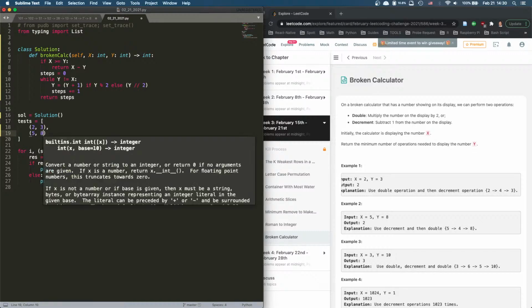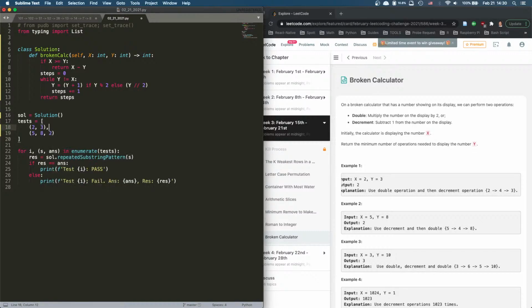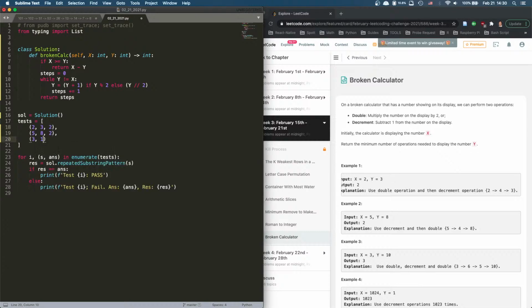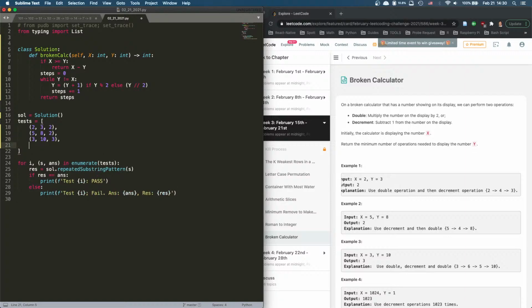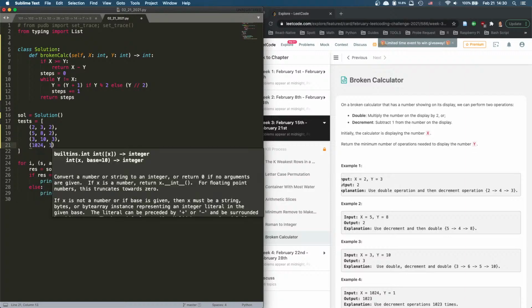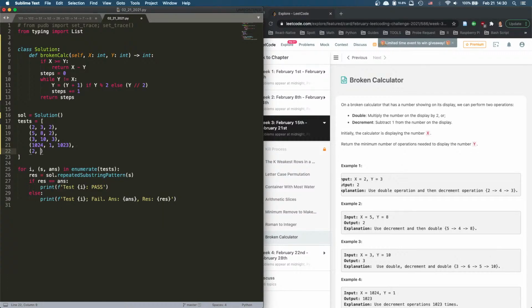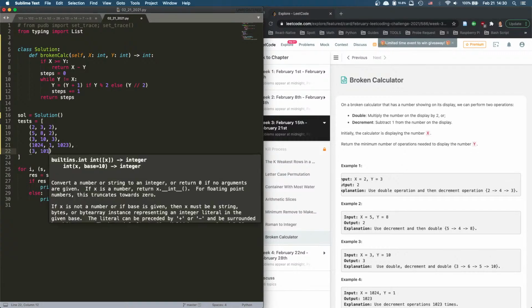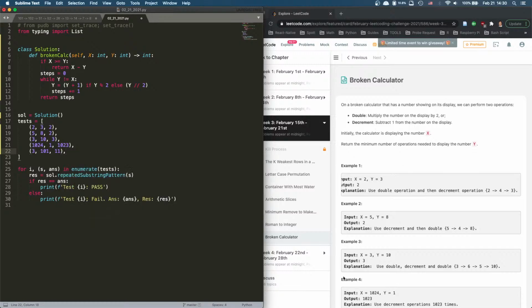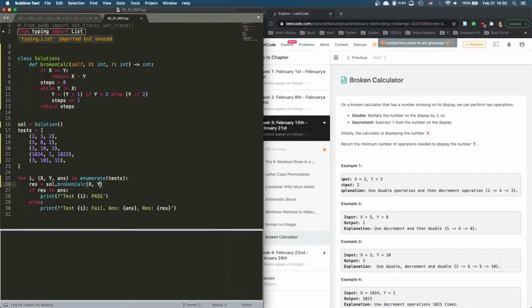5 to 8 gives 2. There is also 2. So next is 3 to 10, which is 3. Next one is 1024 to 1 is 1023. We also have a 3 to 101, which gives us 11. And we're going to fix here. It's going to be x, y. Solution will be broken calculator, x, y. And I'm going to run it.